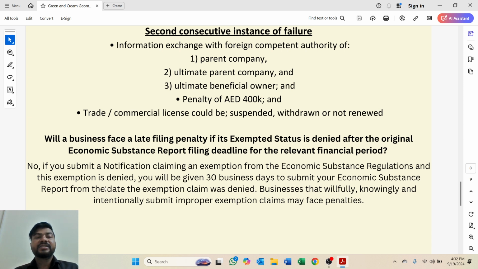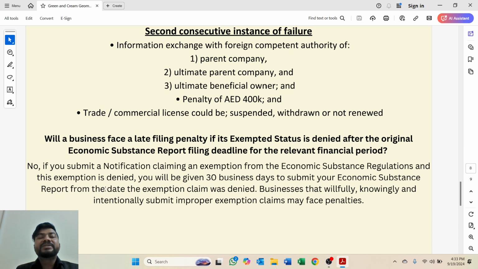No. In that case, suppose you submit a notification claiming an exemption for economic substance regulation, and this application is denied later, in that case you will get 30 days more to submit your economic substance report from the date the exemption was denied. Suppose your original deadline to submit your economic substance report is 31st December, but you received the notification in January itself. Now from January you have 30 days from the date of notification, an extra 30 days to submit your economic substance report.